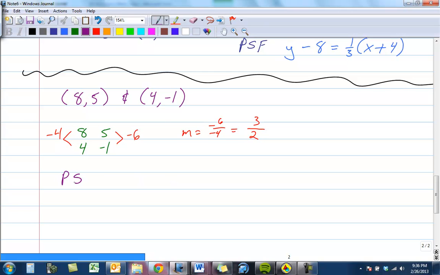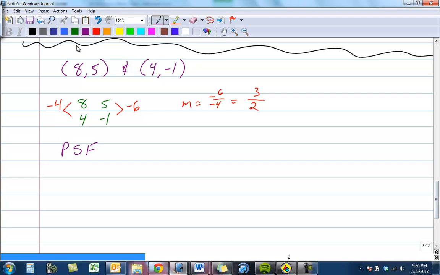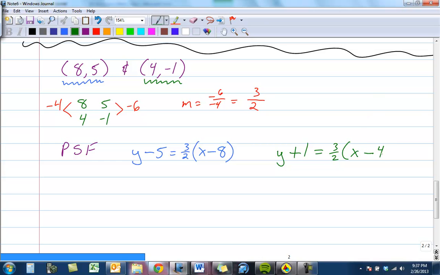Now, if I ask for point slope form, in this case there are 2 possible solutions that I would accept. The first one, if you're using the first point, it's going to be y minus 5 equals the slope, 3/2, times the quantity of x minus the x coordinate, 8. That's one that I would accept. The other one that I would accept, of course, would be if I use this point, y minus -1, so that'd be y plus 1, equals 3/2, the slope, times the quantity of x minus the x coordinate, 4. Do you need both? Of course not. You only need one, right?